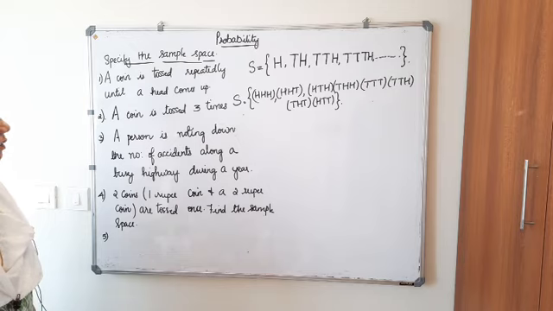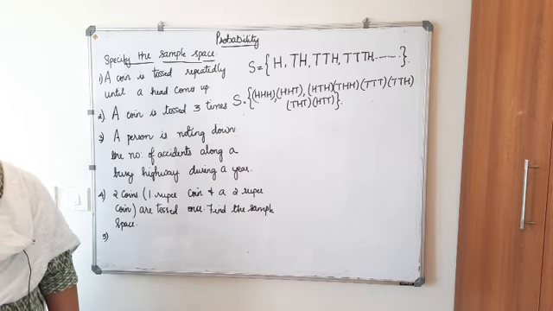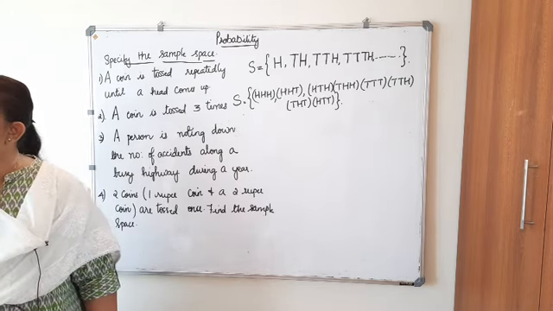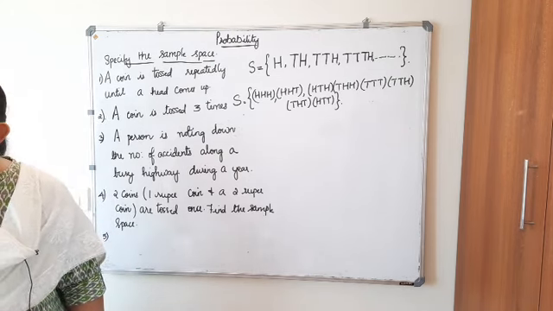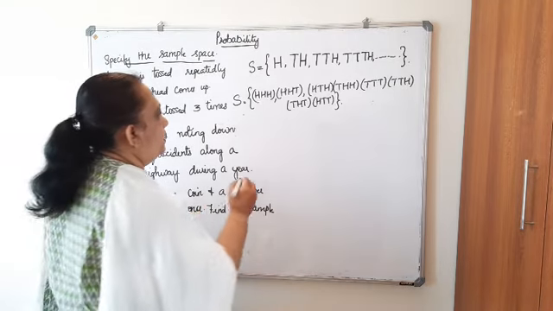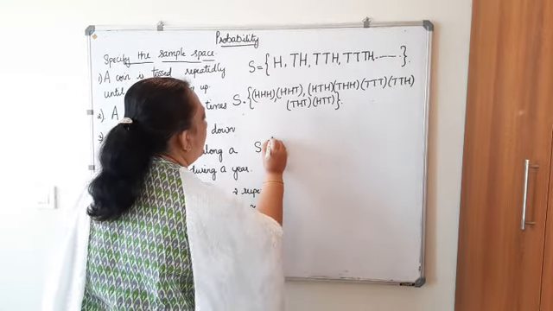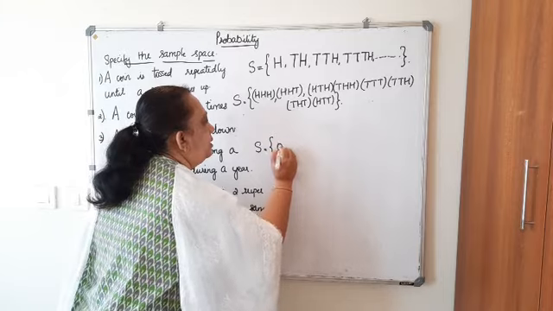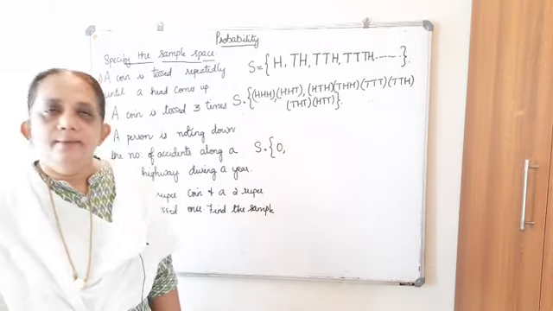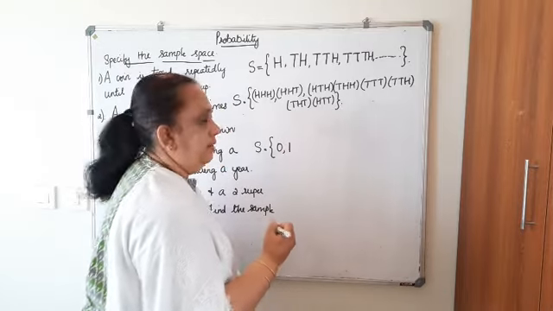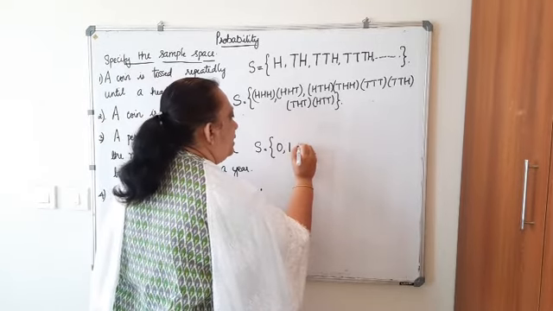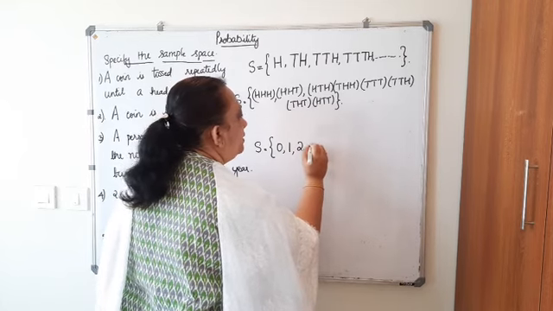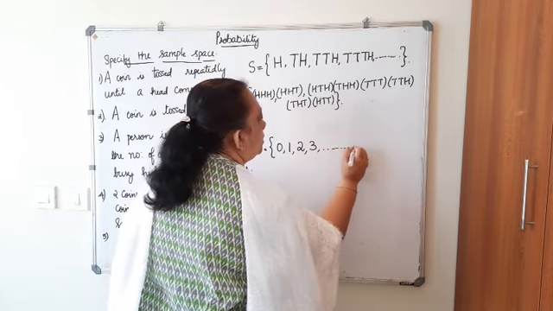Now, what about the third question? A person is noting down the number of accidents along a busy highway during a year. So the experiment is observing the number of accidents on the highway. What about the sample space? There may be a day when there is no accident. Let it be equal to 0. In a particular day, there is only one accident. In another day, there may be 2 accidents. In another day, there may be 3 accidents, and it goes on.